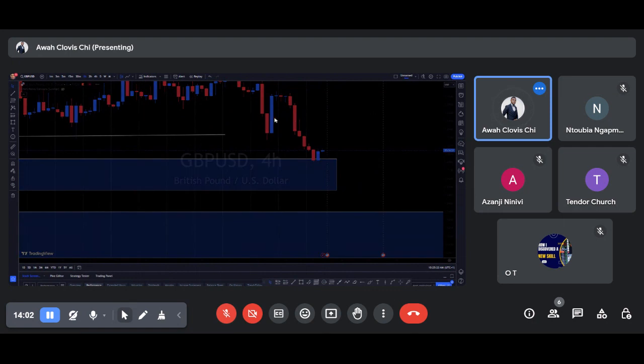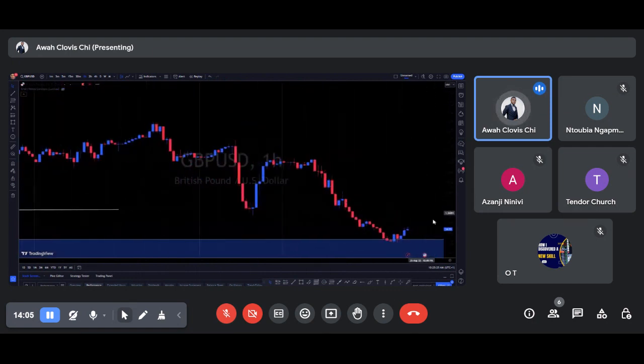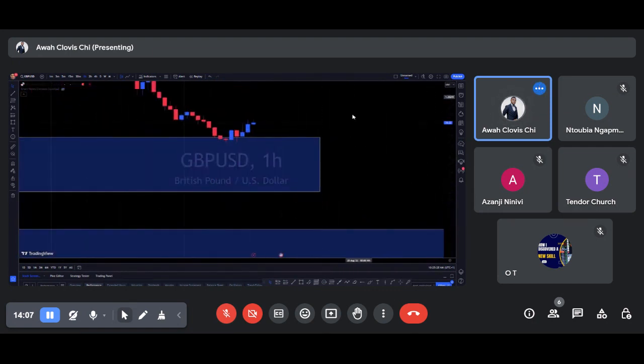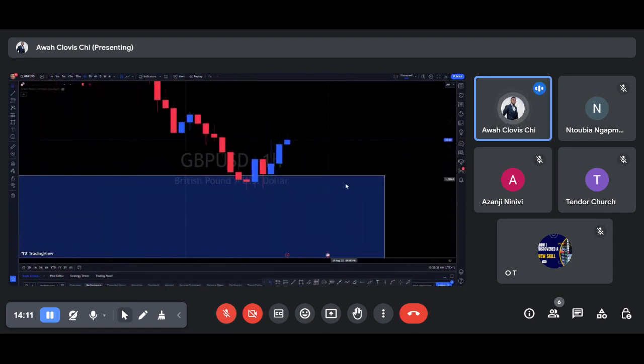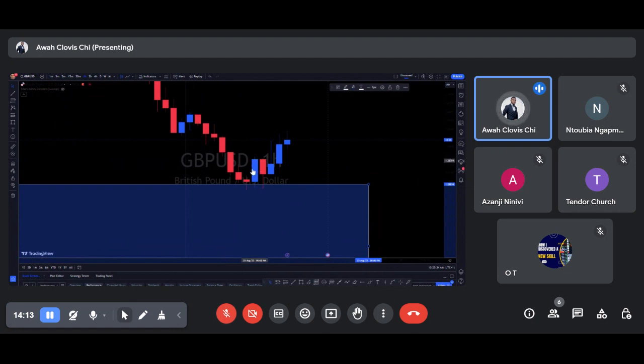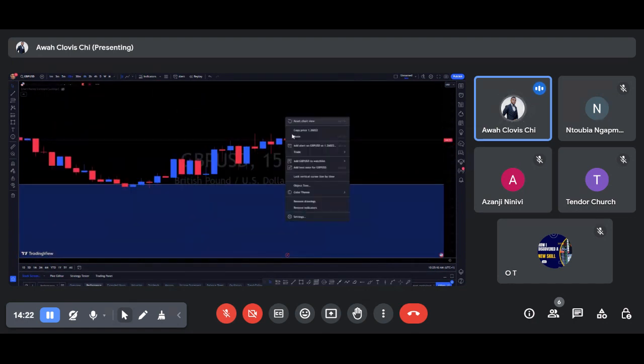We go to H1. H1 is showing us that we had a tap as well. We had, they call this what, bullish engulfing. This is the bullish presence in the market. We go down to the 15-minute time frame.